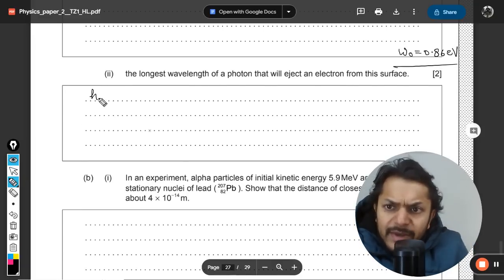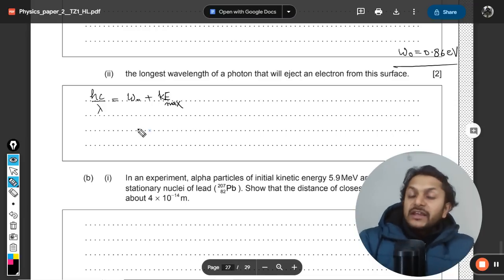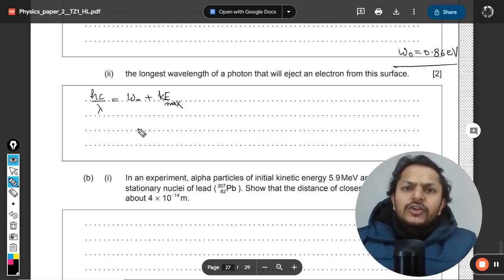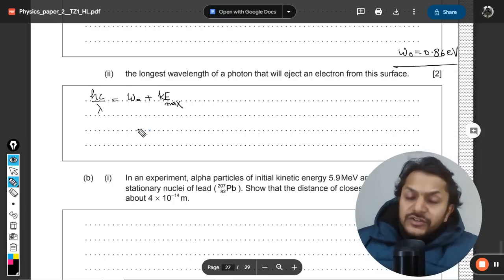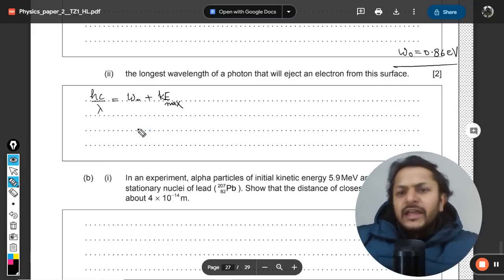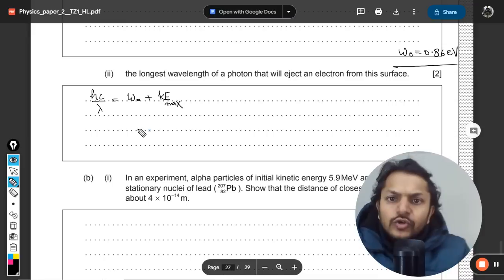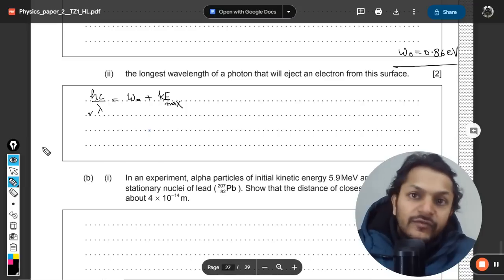So coming back to the Einstein equation, hc by lambda is equal to the work function, and the rest will be given out as the kinetic energy. But as I've told you, when you use KE max, you are basically talking about a particular electron for which the work function was minimum. There is a possibility that the work function is different, and there are a couple of other things also. But in this case, we are going to vary the wavelength of the photon.